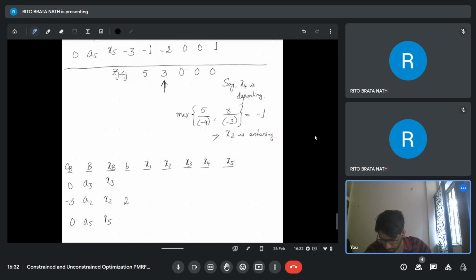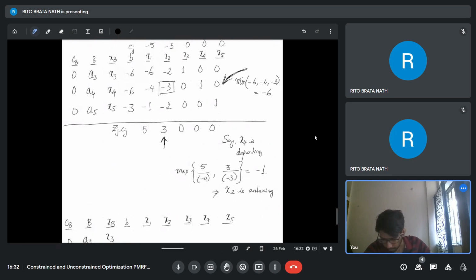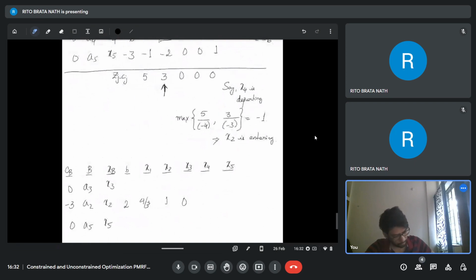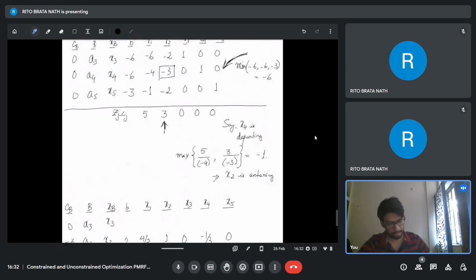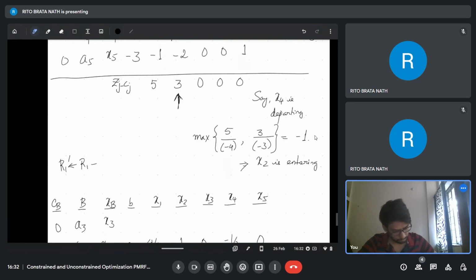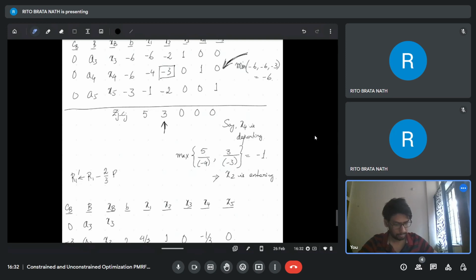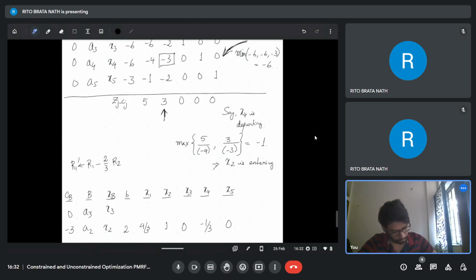So that becomes 2, 4 by 3, 1, 0, -1 by 3, 0, right? And for the next one, you have to make it 0. So what you can do, you can just subtract directly. No, you have to multiply it by 2 by 3 and subtract. So R1 prime is nothing but R1 minus 2 by 3 of R2. And your R3 prime is nothing but R3 minus 2 by 3 of R2.